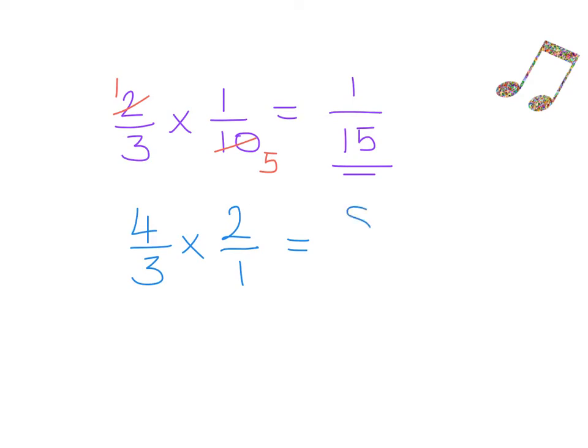So 4 times 2 is 8, and 3 times 1 is 3, which gives me 8/3. Now it's simplified, but it's top heavy. Now depending on what you're doing, that might be fine. We're going to take the opportunity to change this into a mixed number, so that I know that for one whole number I need 3/3. So I can get 2 of those, because that would give me 6/3, and I'll have 2 left over. If you're not sure about converting between top heavy and mixed numbers, have a look at the other video on that one.